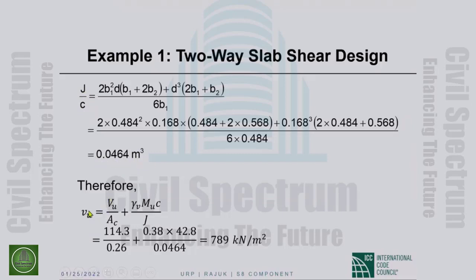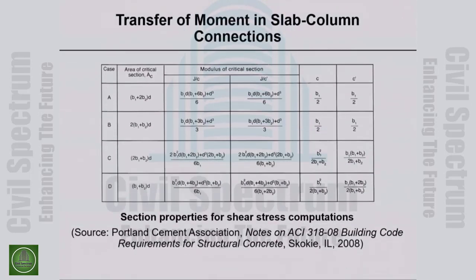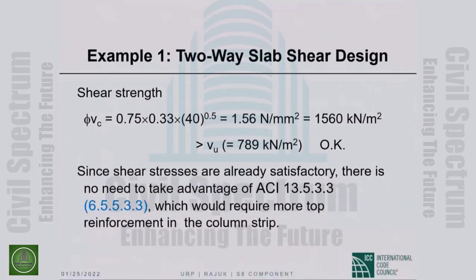So the shear stress on the right section is V sub U over A sub C. V sub U is 114.3 divided by A sub C of 0.26. Gamma sub V is 0.38. 42.8 is M sub U. J over C is 0.0464. All of that gives us 789 kilonewton per square meter shear stress. 789 kilonewton per square meters, that number.